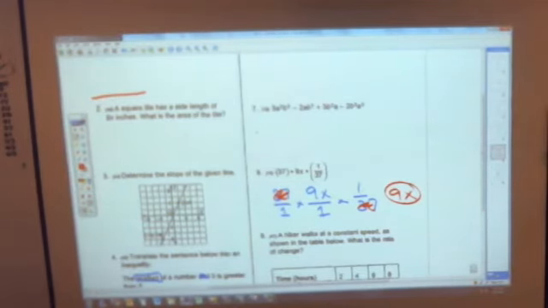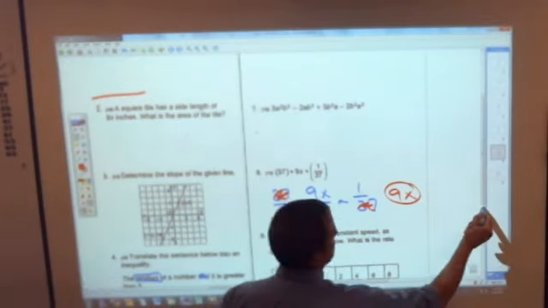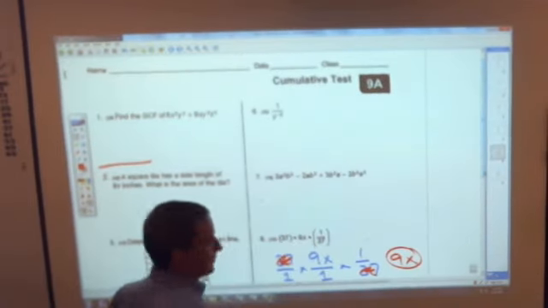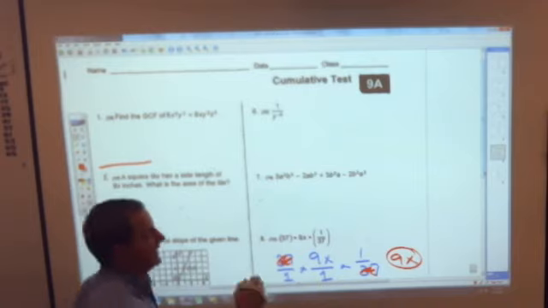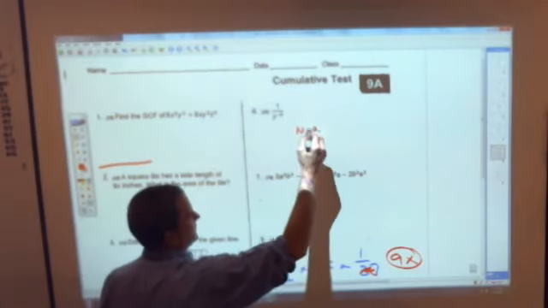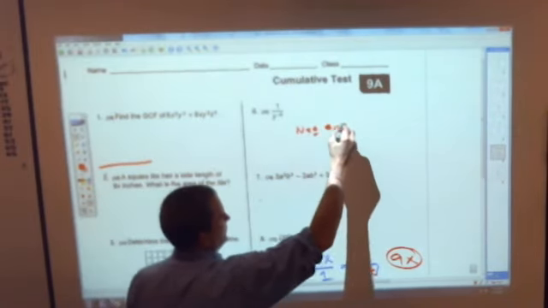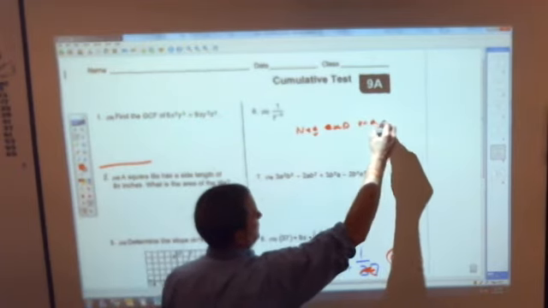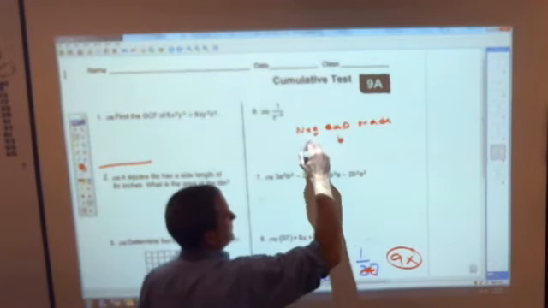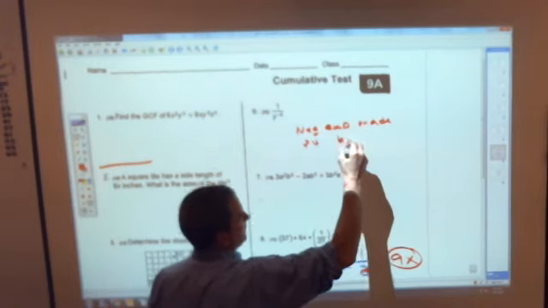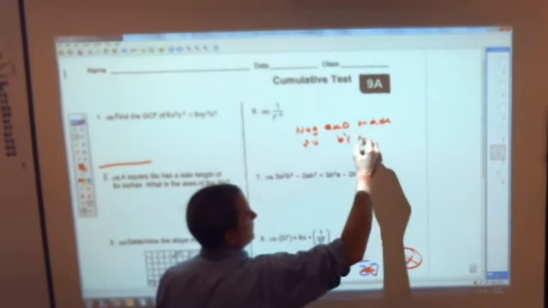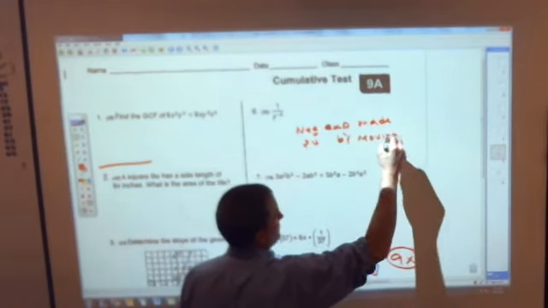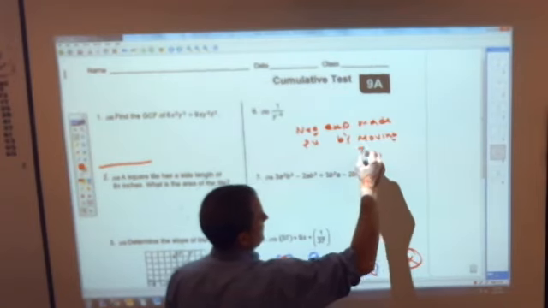Number 6, how would I do it? I would look in my notes where it says to make negative exponents become positive. Negative exponents are made positive by doing what? Moving from top to bottom or vice versa.